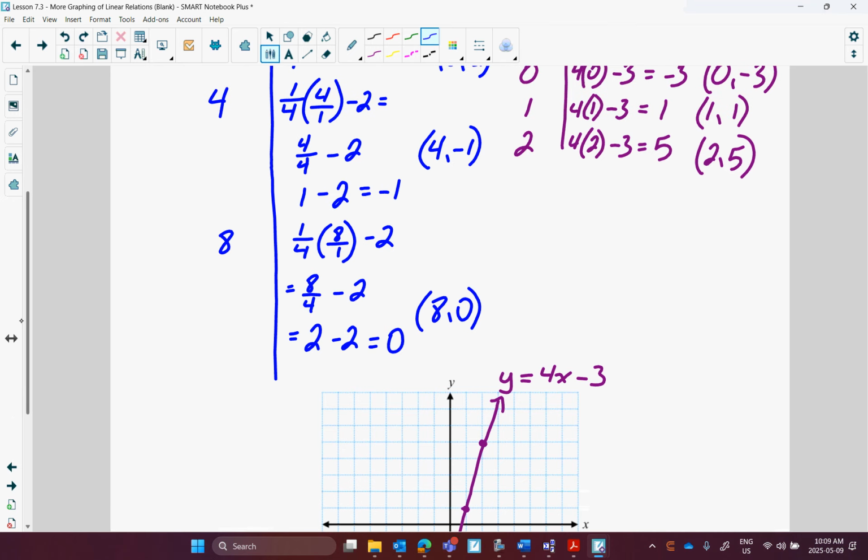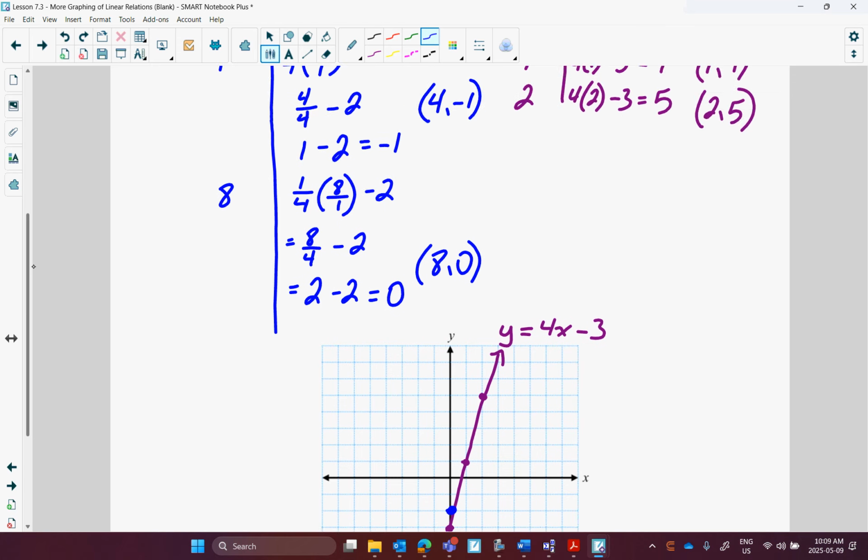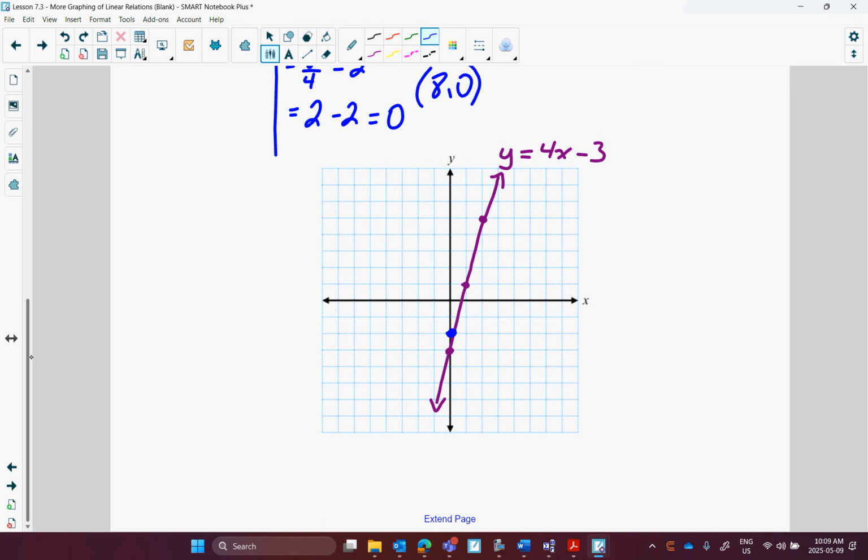So we need to plot these 3 points. 0, -2, which is here. 4, -1, which is here, and 8, 0, which is here. Notice how they form a nice line. That means I must have done all my calculations correctly. And that's the graph of y equals 1/4 x minus 2.